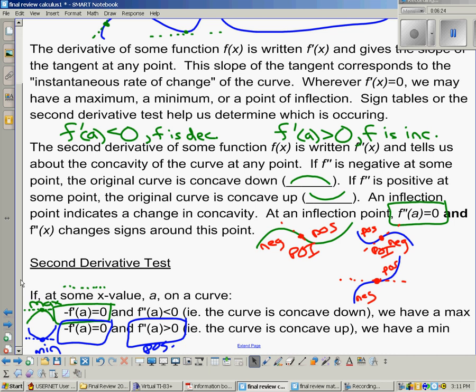You can also use sign tables on the first derivative to determine whether it's a max or min, but the IB often likes to ask a question somewhere along the line about the second derivative test. Okay. And again, we'll put that to use in the second presentation around calculus.